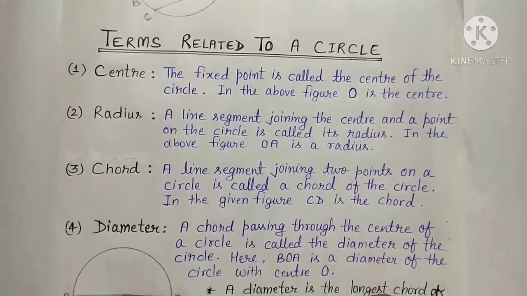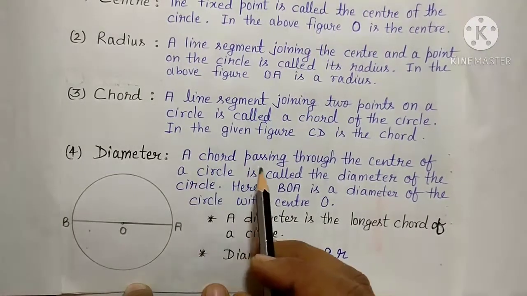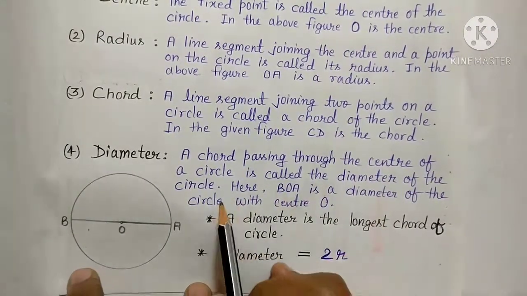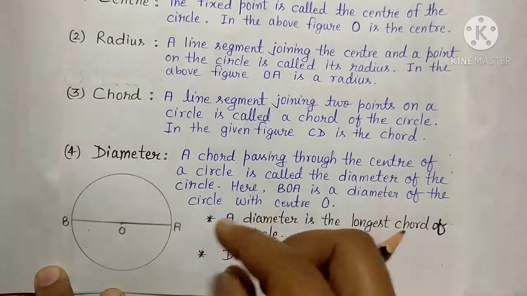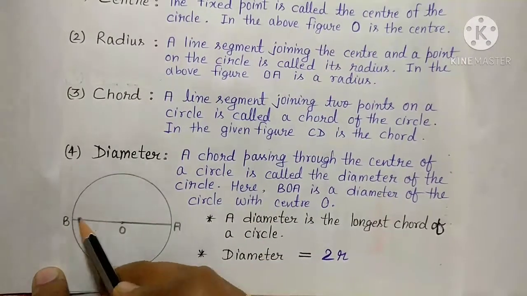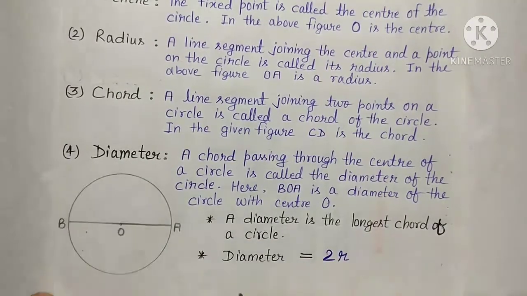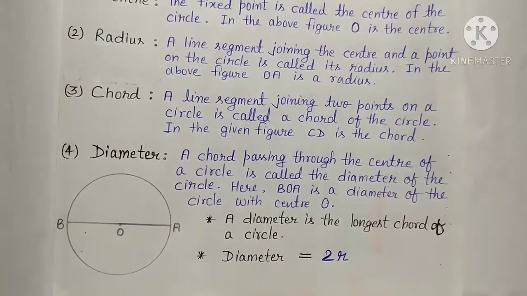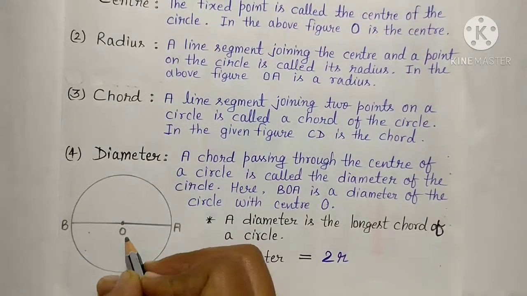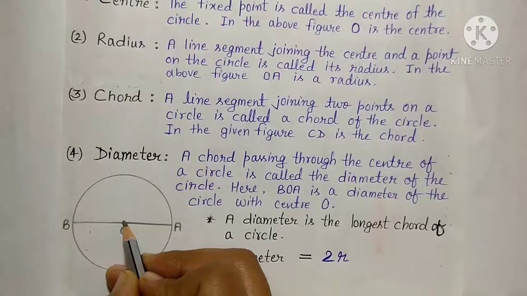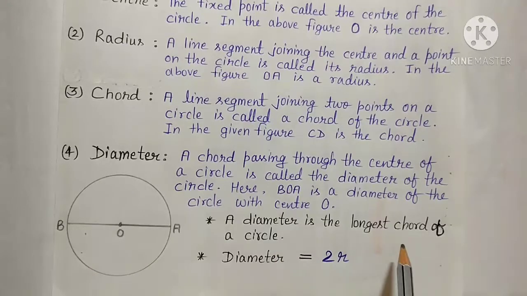Now let's talk about the diameter. A diameter is also related to the chord. It is a chord passing through the center of a circle. As I told you, a chord is a line segment joining 2 points on the circle. Here also we have 2 points, B and A, and this line segment joining them is a chord. But why do we say this chord is called a diameter? Because it is going through the center point. The chord which passes through the center of the circle is the longest chord of the circle. So we can say a diameter is the longest chord of the circle.